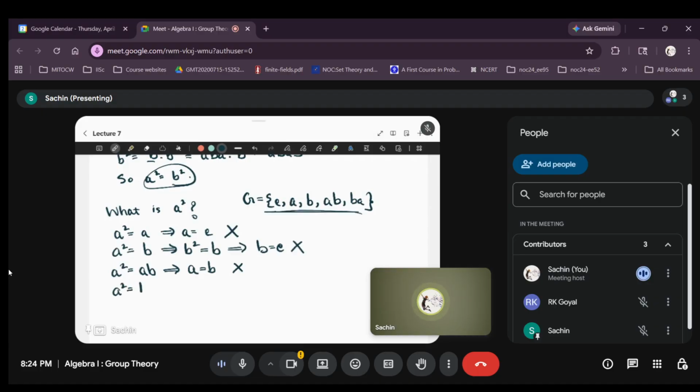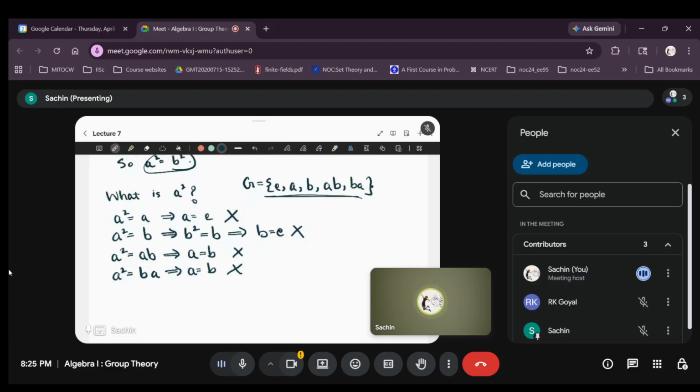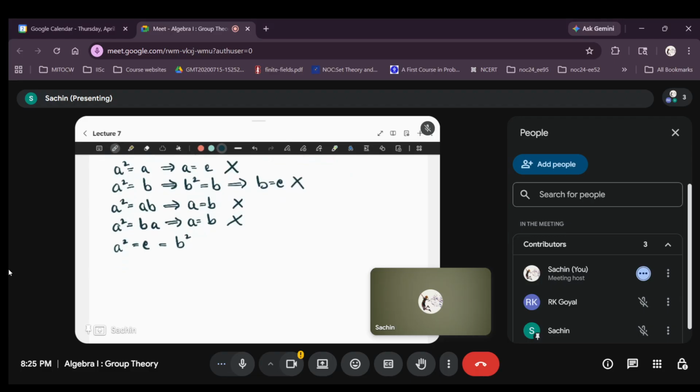Similarly, if A square was equal to BA, that would also imply A is equal to B, multiplying on the right by A inverse on both LHS and RHS. So this is also not possible. Then what is the only option left? Then we would have A square is equal to E, but A square is equal to B square. So A square is equal to B square is equal to E. Okay, now we have established this.